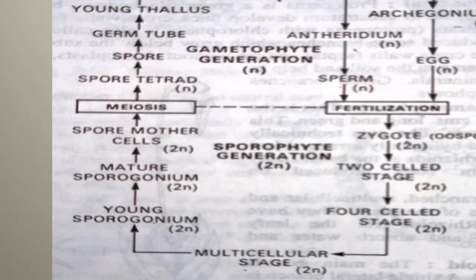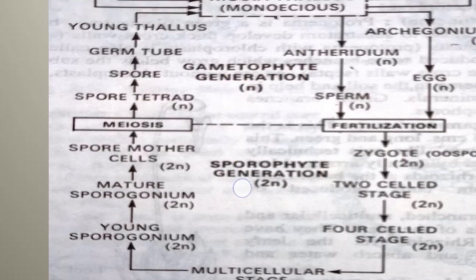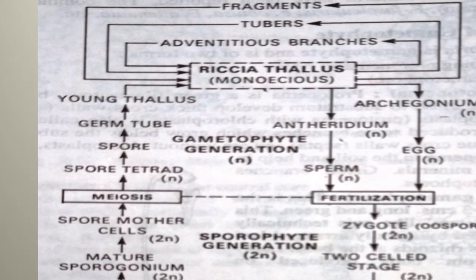The formation of the zygote is the start of the sporophytic condition. This zygote first divides into a 2-cell stage, then a 4-cell stage, then a multicellular stage, and the young sporangium is formed. This young sporangium is still diploid, but in the mature sporangium, the spore mother cells divide meiotically to form meiospores, and these meiospores again continue the gametophytic stage.